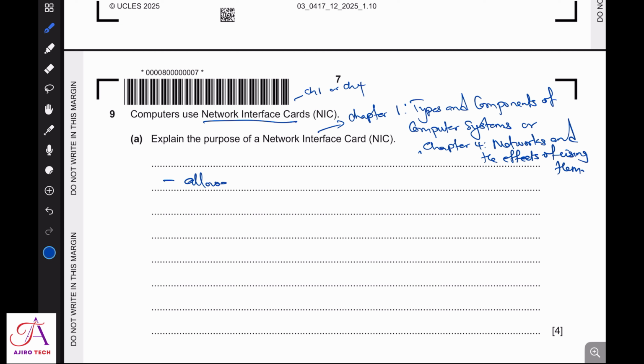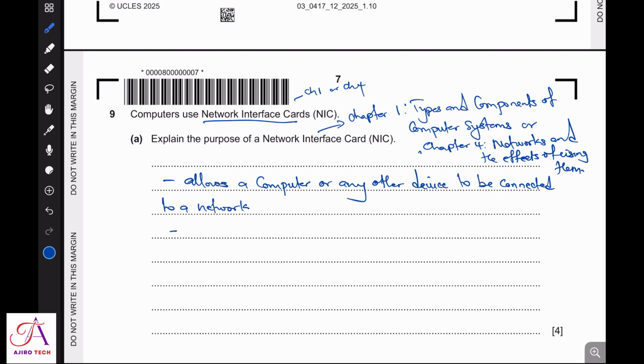Allows a computer or any other device to be connected to a network. All right. Again, this is 4 marks.